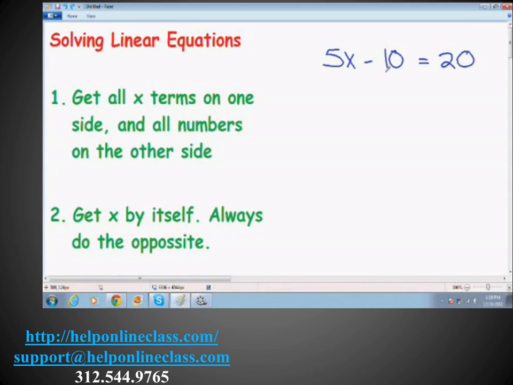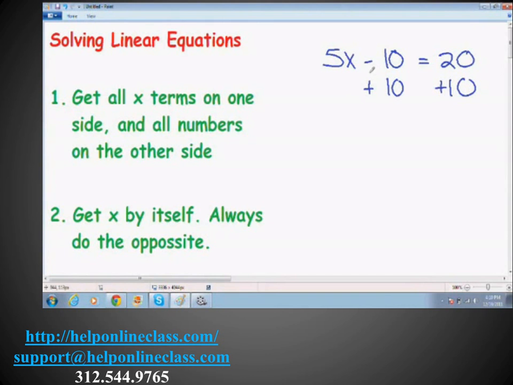So I want to bring this 10 over to the right side. And if I want to bring the 10 over to the right side, since we have a negative 10, you always have to do the opposite. We want to do a plus 10. And whatever you do to one side of the equation, you have to do to the other side of the equation.